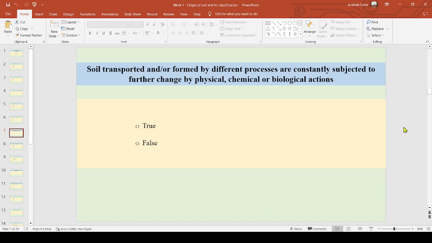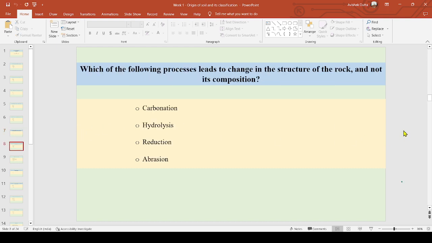I'll repeat once. Soil transported and or formed by different processes are constantly subjected to further change by physical, chemical, or biological actions. True or false? Next question.